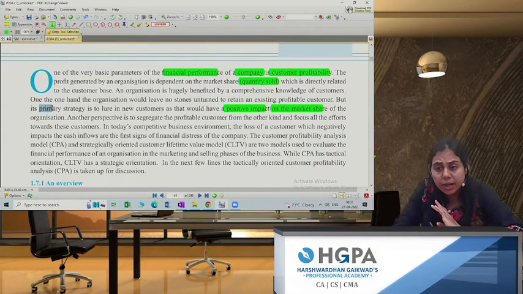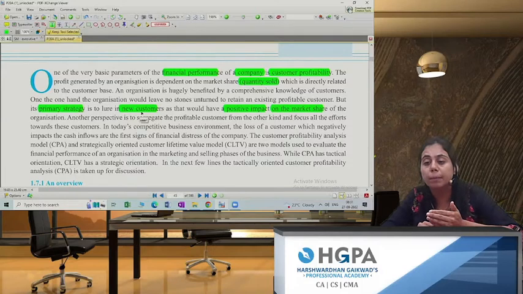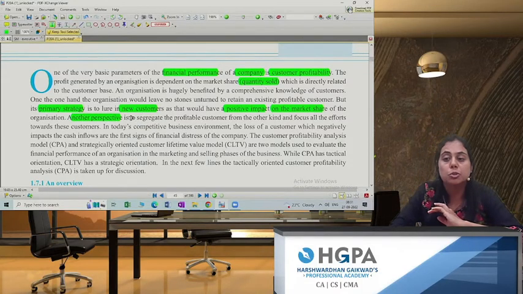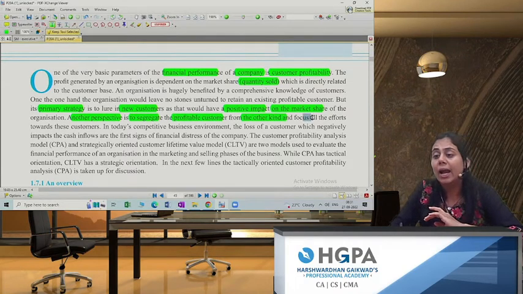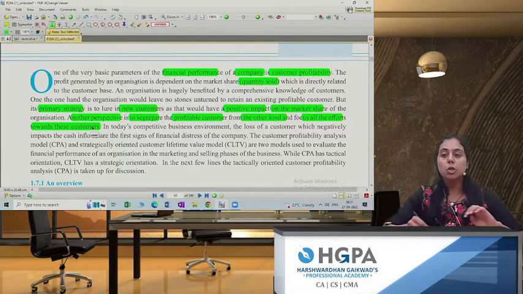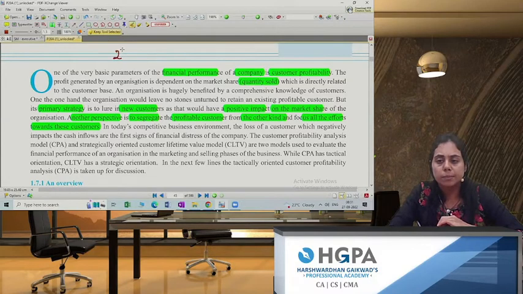The primary strategy is definitely to attract new customers, which will have a positive impact on the market. But another perspective is to segregate the profitable customers from the other kind and focus all the efforts towards these customers. So ideally, they are telling that in terms of customers, there are two concepts. First is the market share concept, which has to be positive.